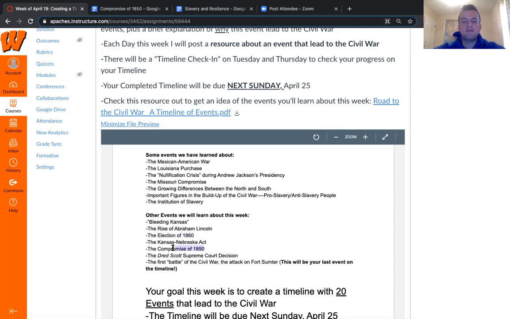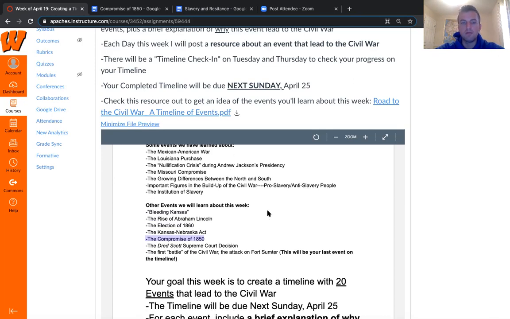The Compromise of 1850 is loaded with information and events. Yes, it's one big compromise, but there are different parts of the Compromise of 1850. There is a Supreme Court decision that very much helped the United States along in the road to the Civil War. I like to call it the Dred Scott decision.